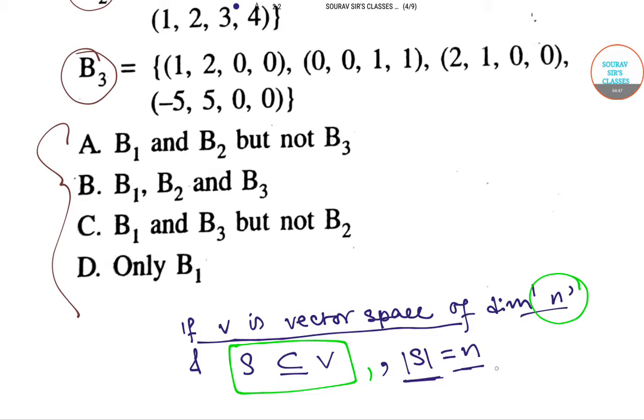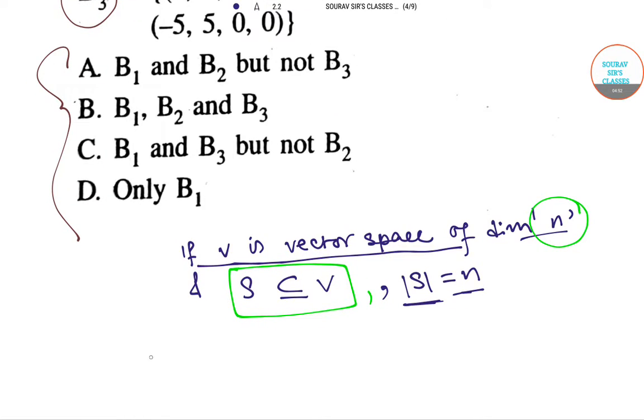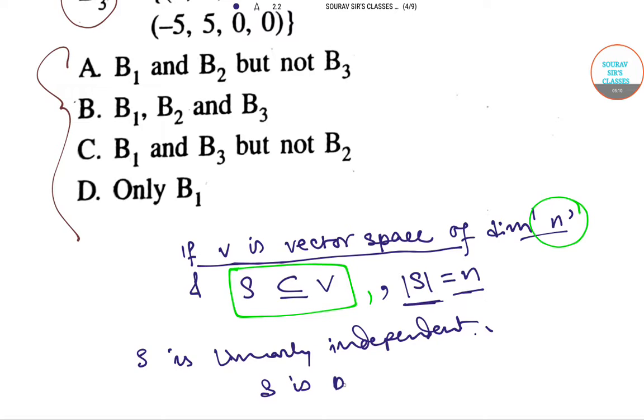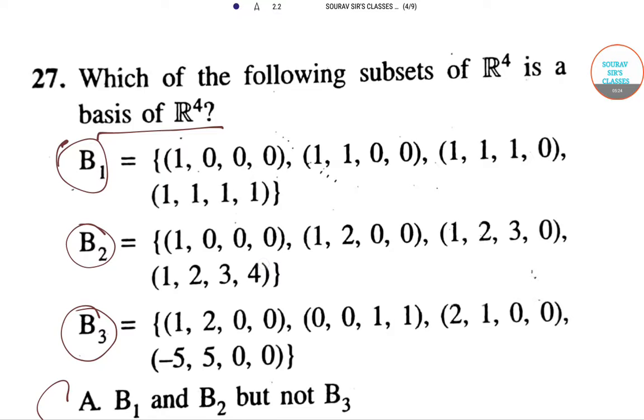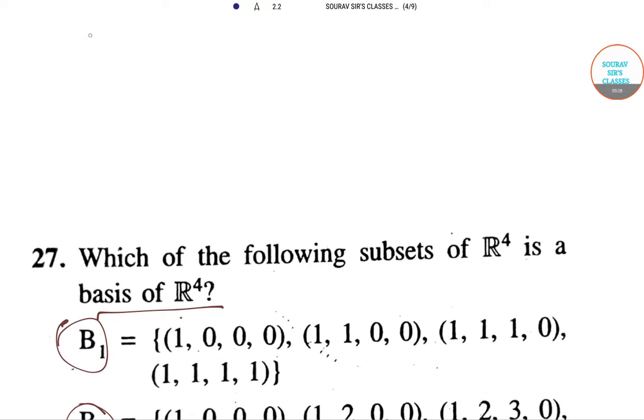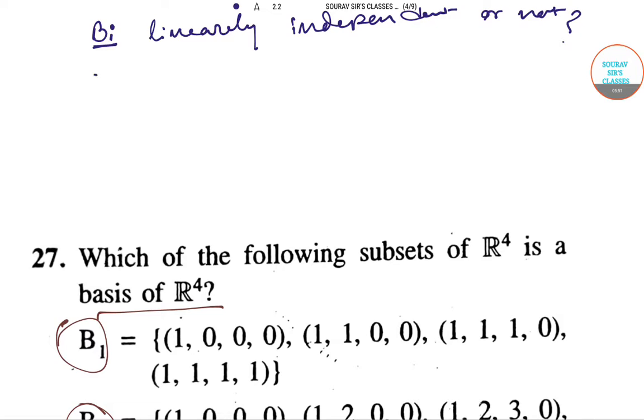Now if S is linearly independent, then S is a basis of V. So we only need to check whether Bi is linearly independent or not. I'm writing it here on the top of the page. We have to check whether Bi is linearly independent or not.